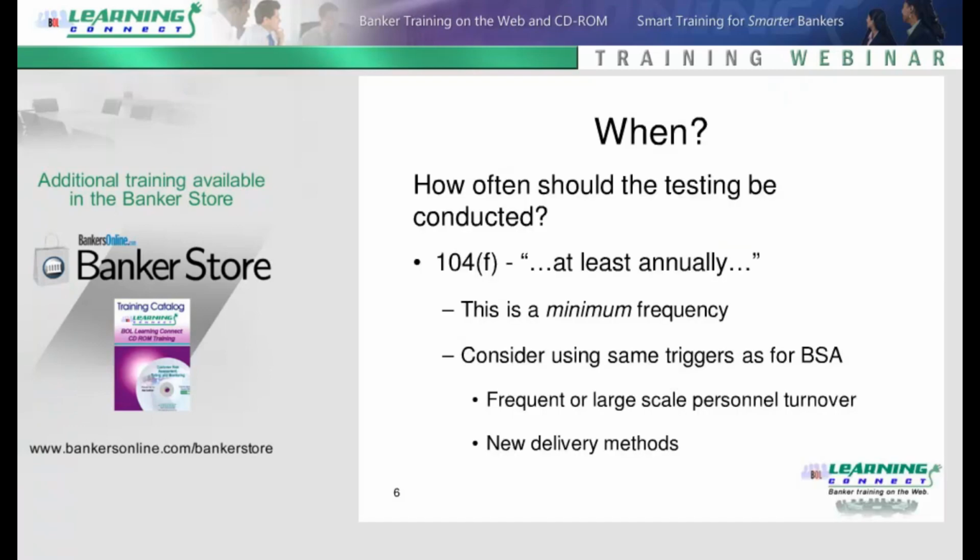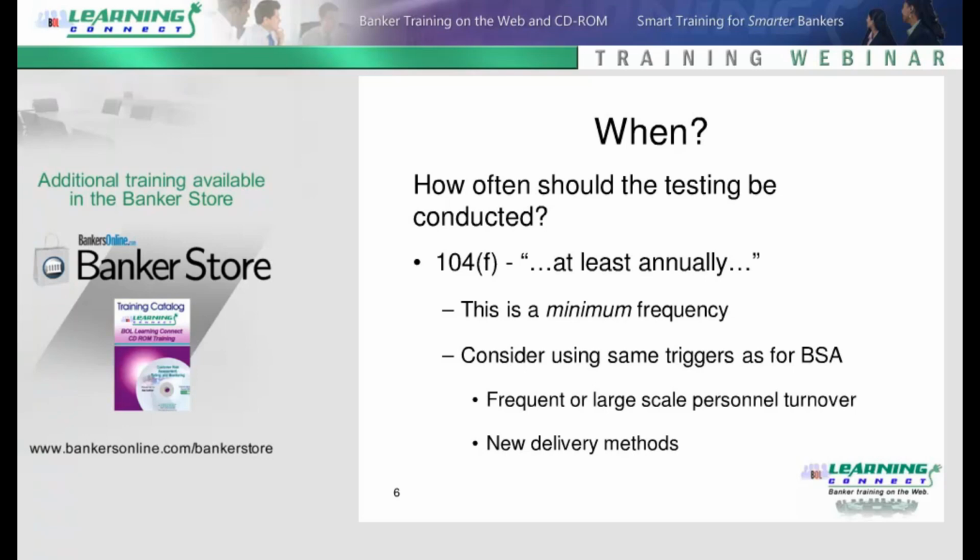So when are we going to do this? Sometimes your regulations don't mention specifically when, or they might have a best practice, or say periodically. Well, this one specifically states at least annually. So realize this is a minimum frequency, so we need to do this at least once a year. And I suggest that you consider using the same triggers that you do for the Bank Secrecy Act. Although there should be an annual review, consider doing that testing more frequently if you have frequent or large-scale personnel turnover.